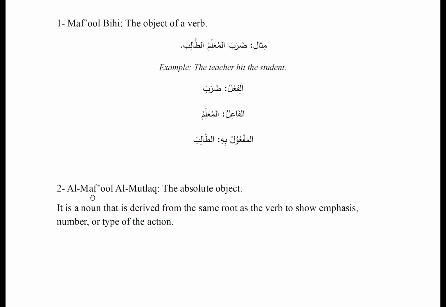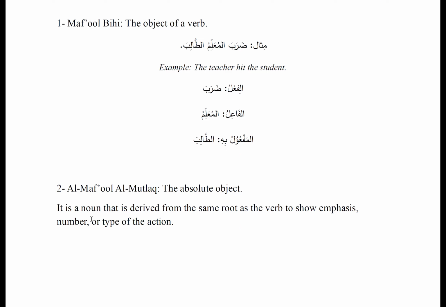Number 2 is al-maf'ul al-mutlaq. In English we call it the absolute object. Now what is al-maf'ul al-mutlaq? It is a noun that is derived from the same root as the verb to show emphasis, number, or type of the action. So this is a noun to begin with.